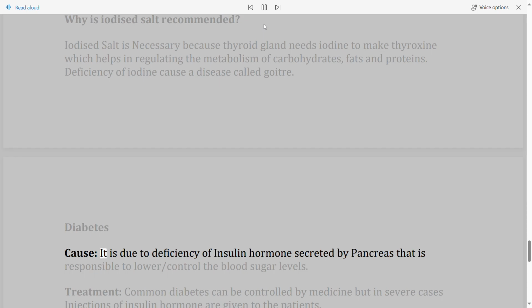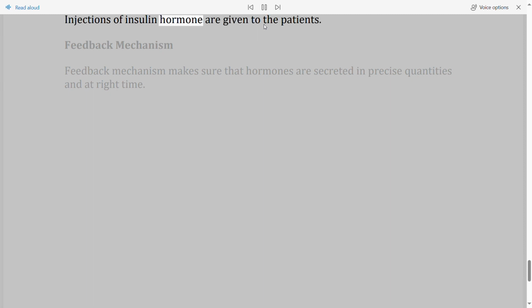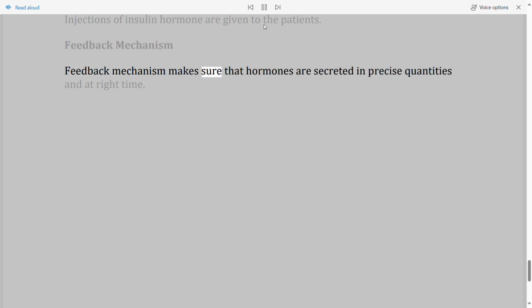Diabetes cause, it is due to deficiency of insulin hormone secreted by pancreas that is responsible to control the blood sugar levels. Treatment, common diabetes can be controlled by medicine, but in severe cases injections of insulin hormone are given to the patients. Feedback mechanism. Feedback mechanism makes sure that hormones are secreted in precise quantities and at right time.